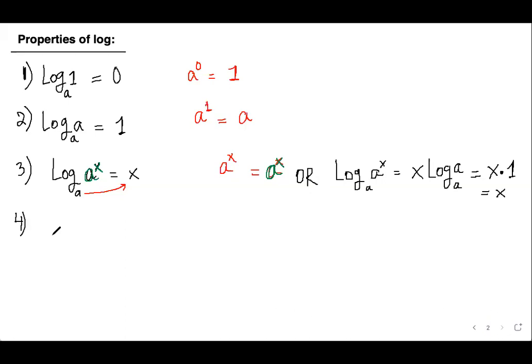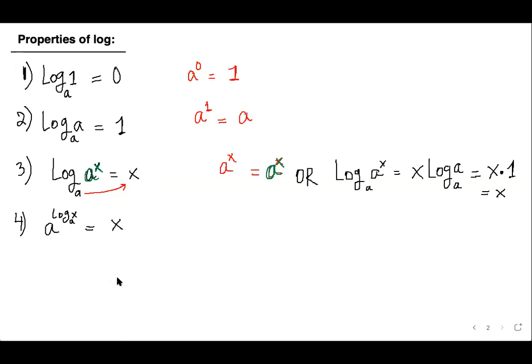Now property number 4 says a to the logarithm of x to the base a is always equal to x. A to the logarithm of x to the base a always equals x.